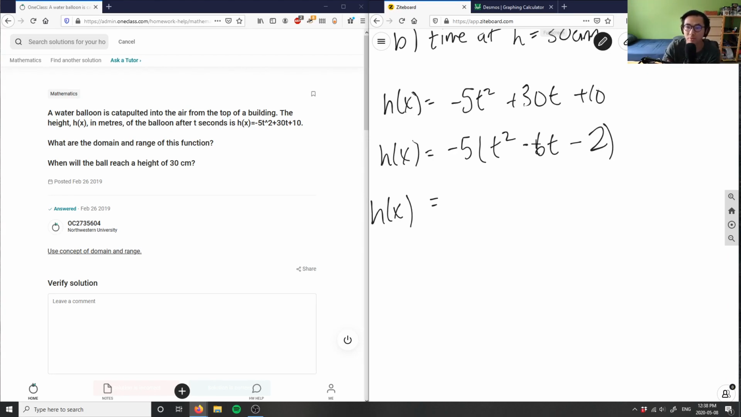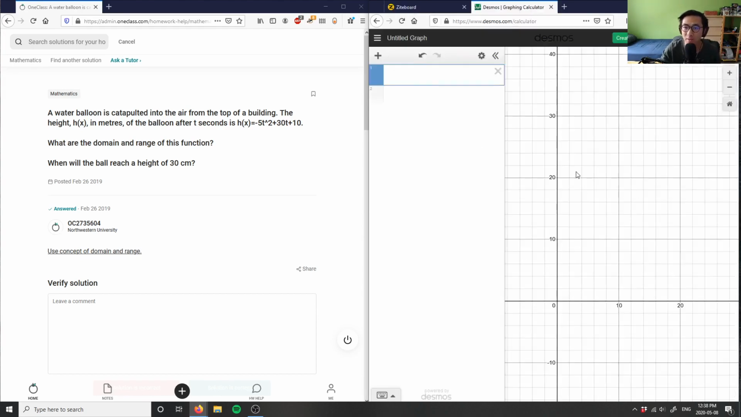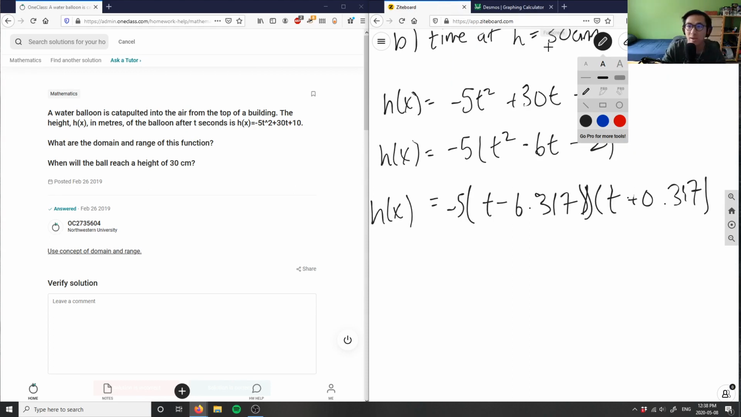So basically what I have to do here is, again, I have -5. I factor that out, I get -5 times t squared minus 6t minus 2, right? So 1, -6, -2. If I were to solve that, t would be 6.317, and this here is positive 0.317. So again, this is simply done through the quadratic formula, and the -5 is here. And again, I can always graph this, and I would basically get the graph that I saw on Desmos.